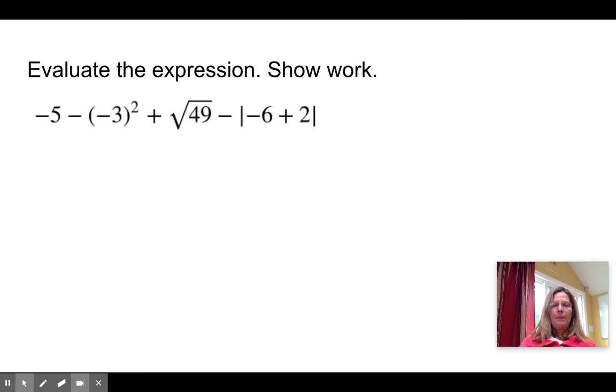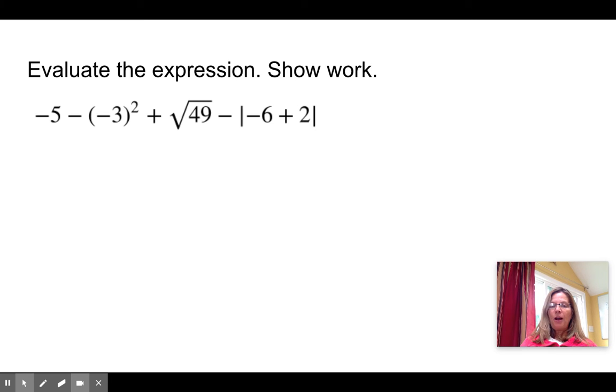So I'm going to ask you to copy this one down. I'll read it as you copy it. Negative 5 minus negative 3 squared plus the square root of 49 minus the absolute value of negative 6 plus 2. I will remind you that the square root of a number means what number times itself equals the number inside the expression. So what number times itself equals 49.